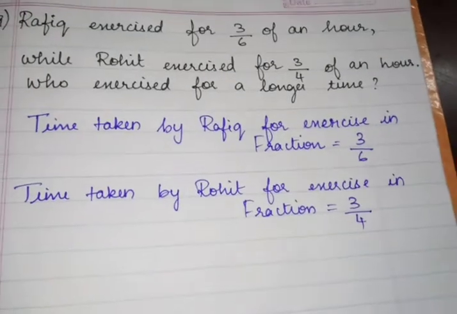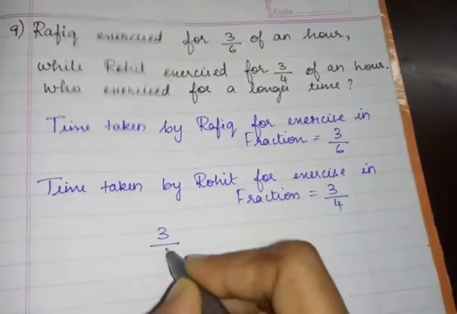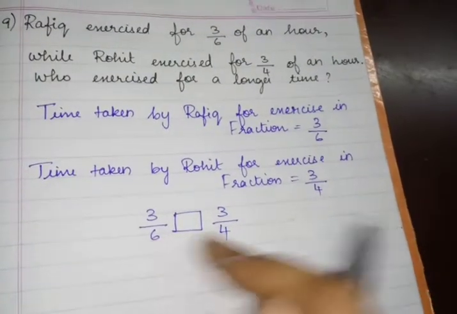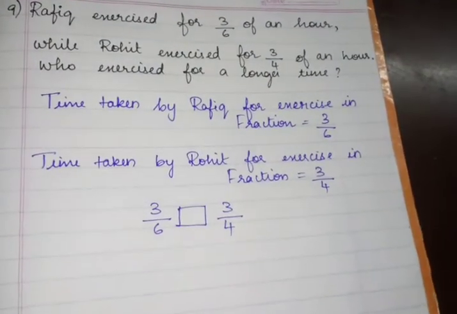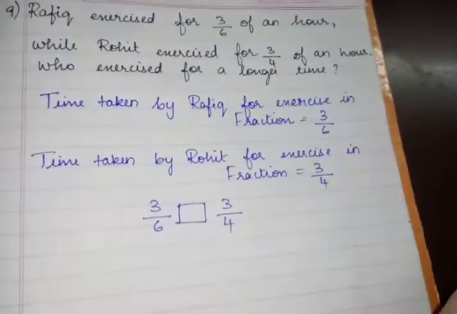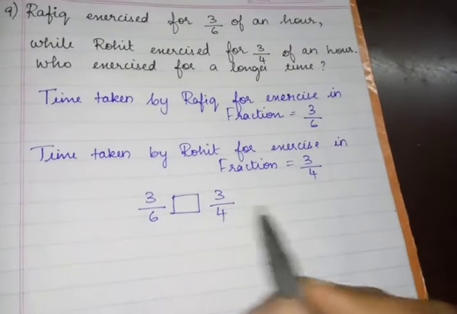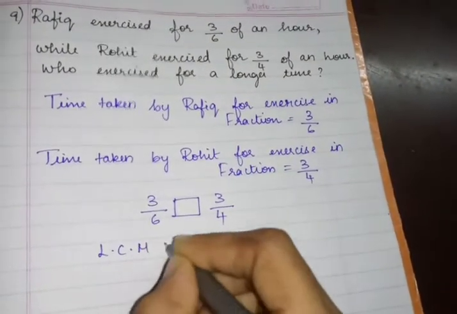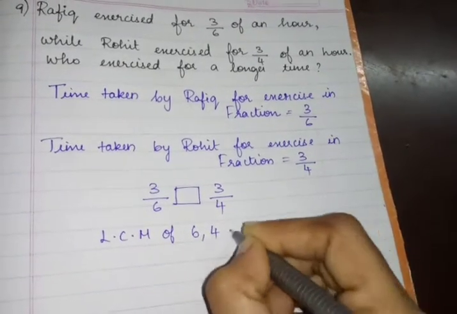Now we are supposed to compare 3 by 6 and 3 by 4. Both the fractions I am going to compare. Only then we can find who exercised for a longer time. Whether our denominators are same? No. What you will do? LCM of 6, 4. Okay.